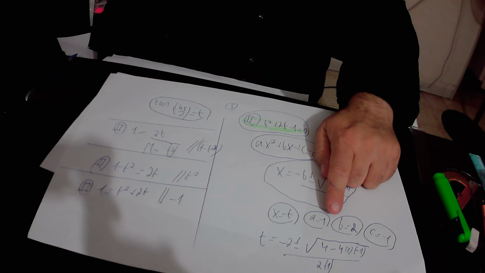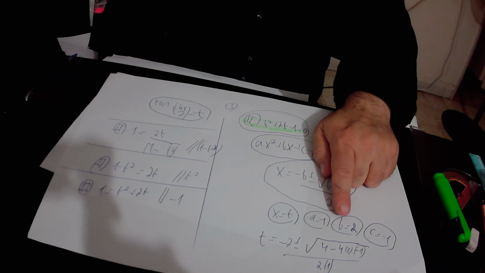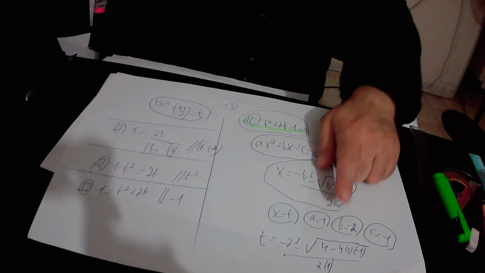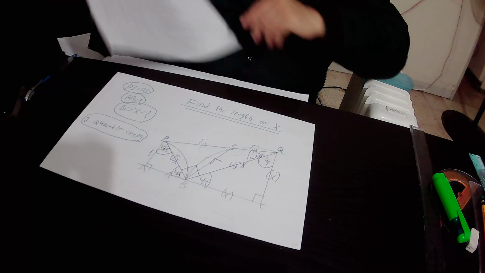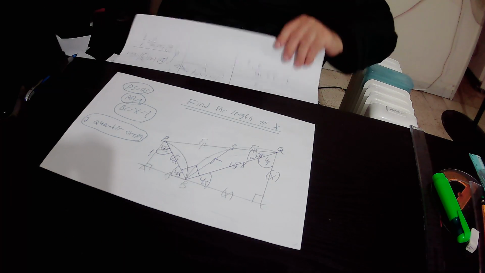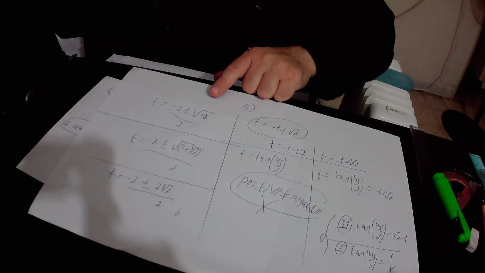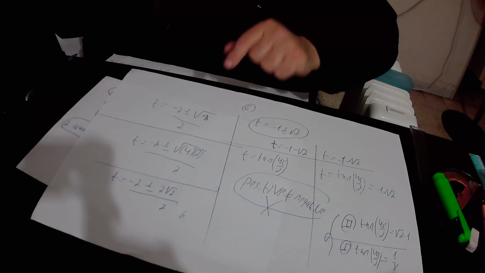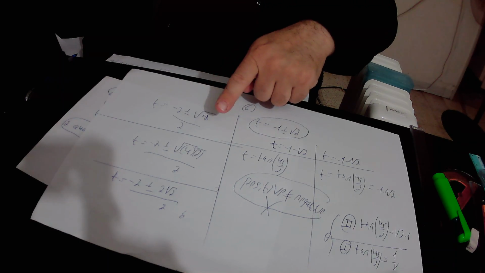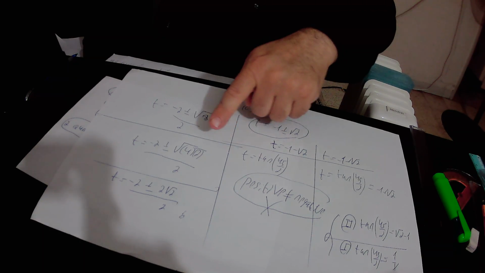So t equals minus 2 plus minus the square root of, inside the root we have 4, and minus 4 times minus 1 is plus 4. So in total, inside the root we have 4 plus 4, that is 8. And therefore I found out that t equals minus 2 plus minus the square root of 8, over 2. So t equals minus 2 plus minus, 8 is 4 times 2, over 2.